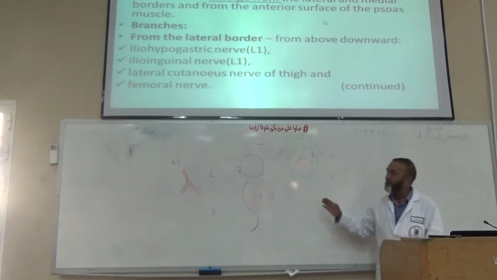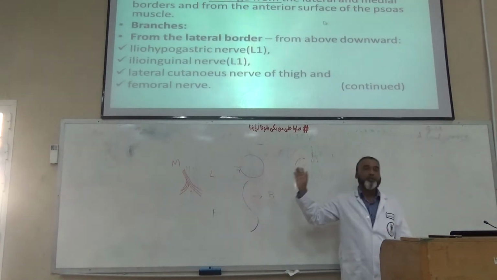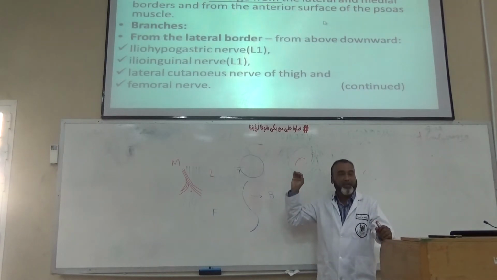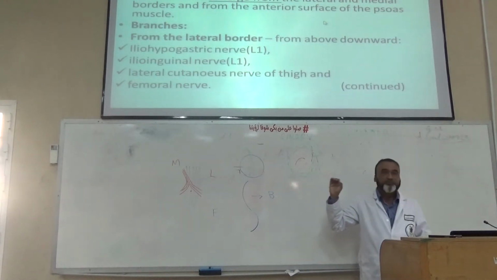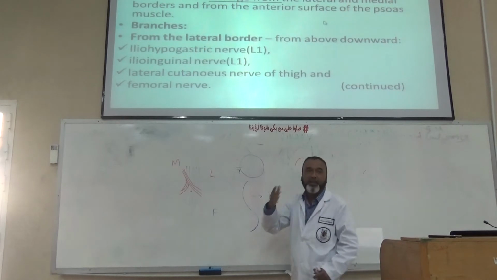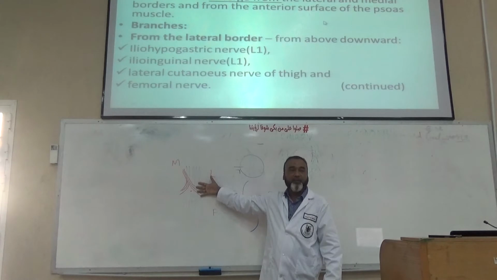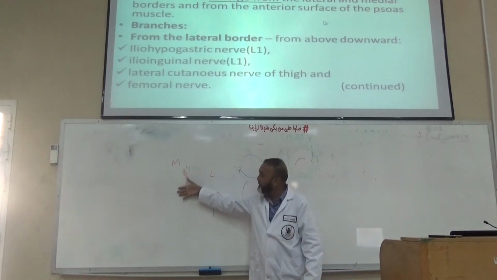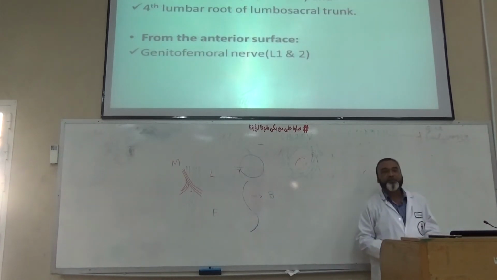Now the ones coming from the lateral border of the psoas major muscle are the ilioinguinal nerve, the iliohypogastric nerve, then the lateral cutaneous nerve of the thigh, and the femoral nerve. Okay, so these are the four branches coming out from the lateral border of the psoas major muscle. Then we have the branches which come out from the medial border of the psoas major muscle.